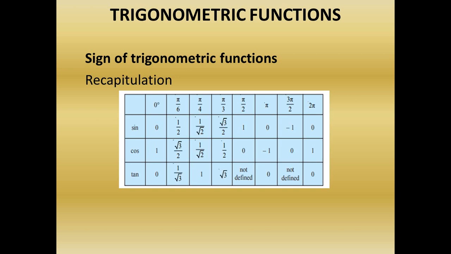We know the measures at 0 degree, 90 degree, 45 degree, 30 degree and 60 degree. Then you need to remember pi, which is 180 degree, 3 pi by 2, which is 270 degree, and 2 pi, which is 360 degree. And I'll let you know later on the method to remember these values also.